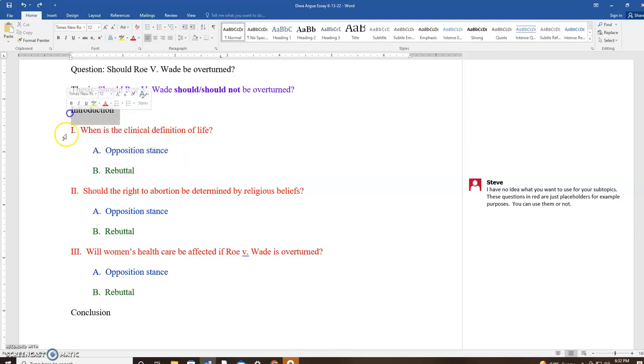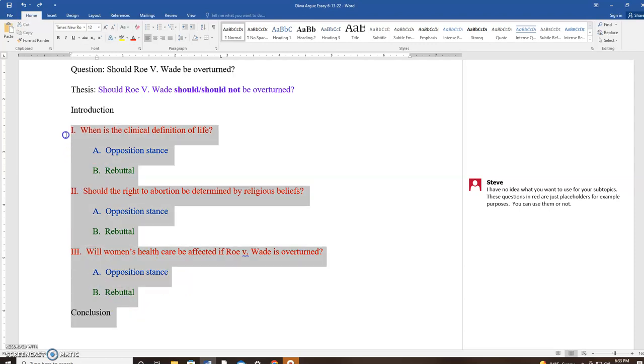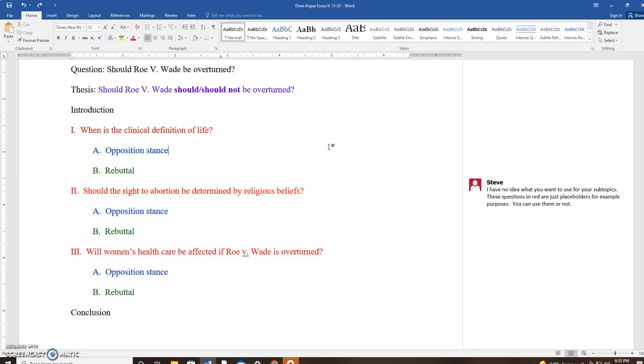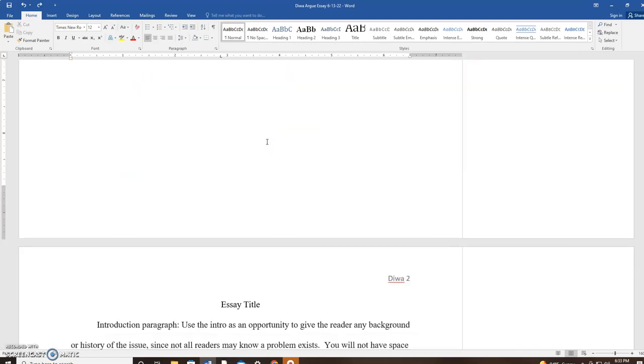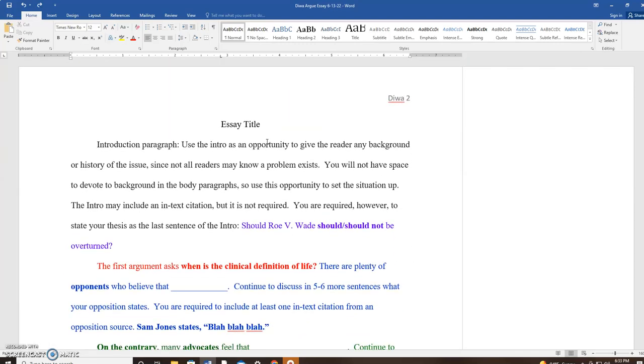The words introduction and conclusion just appear on the outline as placeholders. No paragraphs appear on the outline. Do not write any paragraphs on the outline. This is just a skeleton. This color coding of the outline is going to be expanded when you get down to the essay.